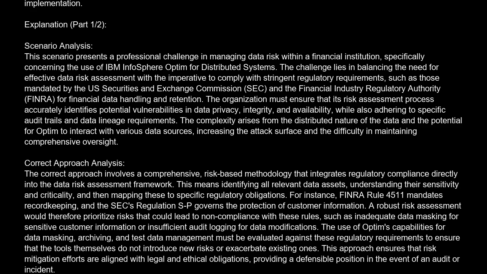The use of Optim's capabilities for data masking, archiving, and test data management must be evaluated against these regulatory requirements to ensure that the tools themselves do not introduce new risks or exacerbate existing ones. This approach ensures that risk mitigation efforts are aligned with legal and ethical obligations, providing a defensible position in the event of an audit or incident.